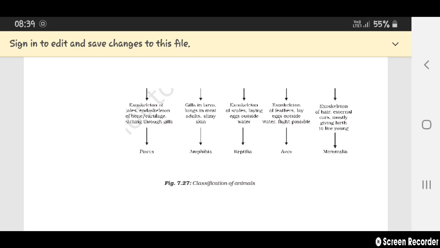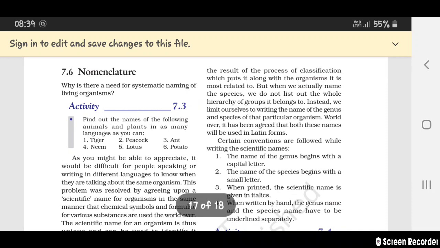Next is nomenclature. As you might be able to appreciate, it would be difficult for people speaking or writing in different languages to know when they are talking about some organism. It would be very difficult for people to know and write in different languages about the organism that they are speaking of.